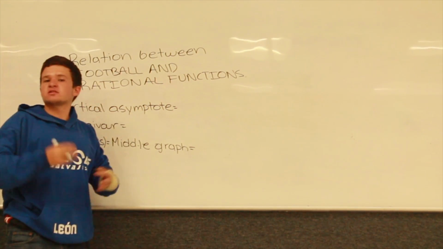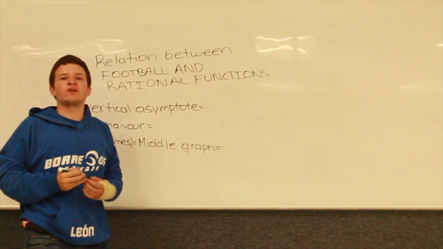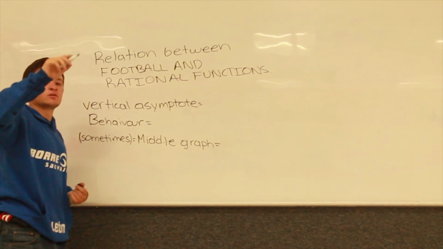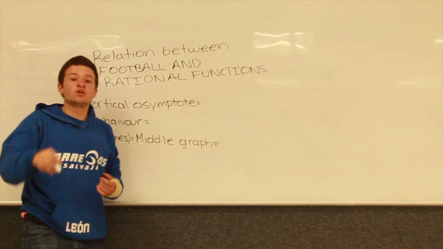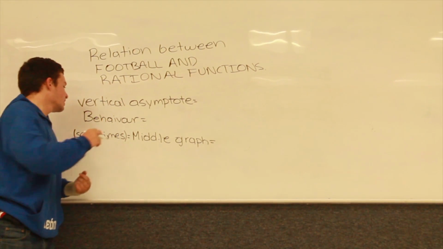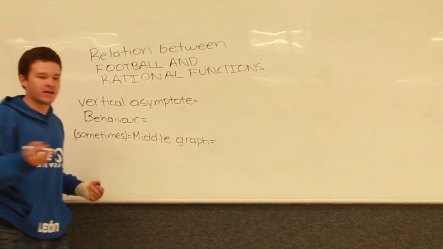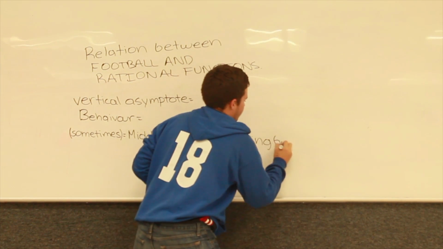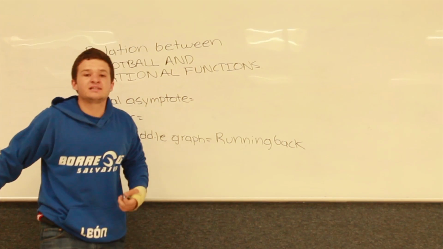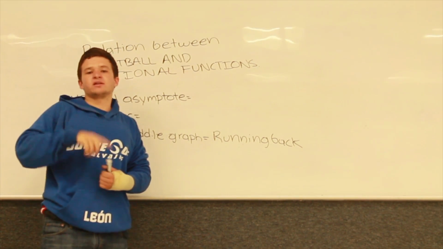We have already seen some basic rules of football and some basic but very important rules of rational functions. Sometimes in a rational function you will get a middle graph that will go like a cubic or a quadratic, okay? In this case, its relationship with football would be the running back. He's in charge to get the ball and score, and usually it's to the front. He never runs backwards.